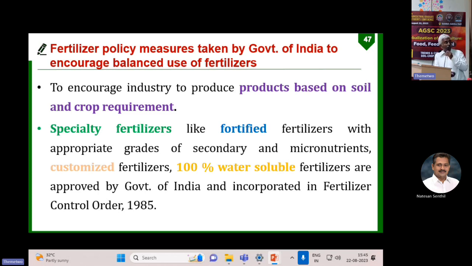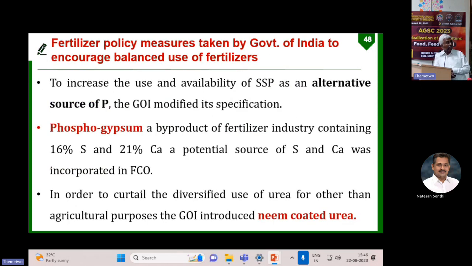The government policies should encourage industries to produce based on soil and crop requirement. Nowadays, customized fertilizers have come already based on the crop requirement. Specialty fertilizers, you know very well, are available, as are fortified fertilizers. Customized fertilizers are being researched a lot, even in our own university, where customized fertilizers supplied by different companies are being tested to see how they work. Instead of applying fertilizers blanketly, crop-wise customized fertilizers are also being used to maintain soil health.